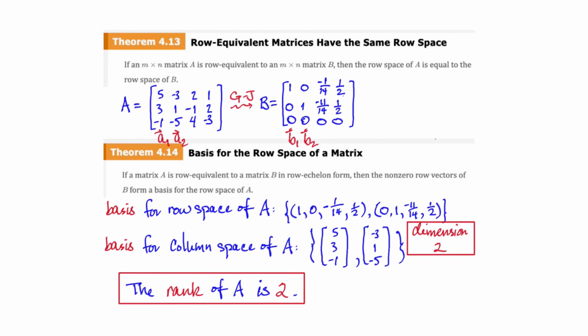All right, that is how to find a basis for the row space of a matrix, and one of the methods for finding a basis for the column space of a matrix. And also, we've demonstrated how to find the rank of a matrix.